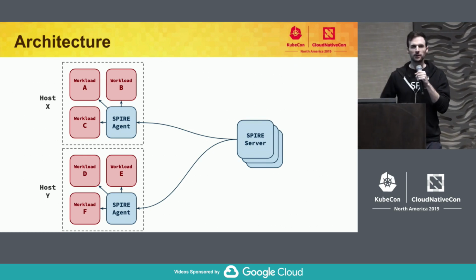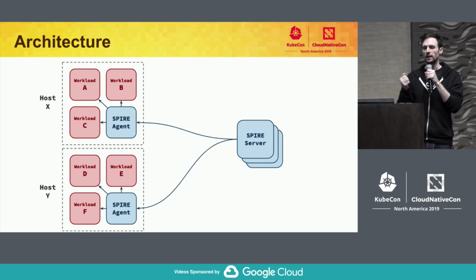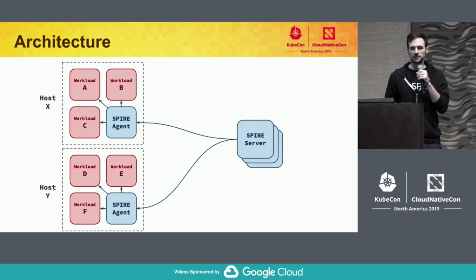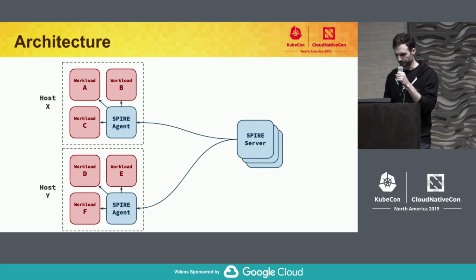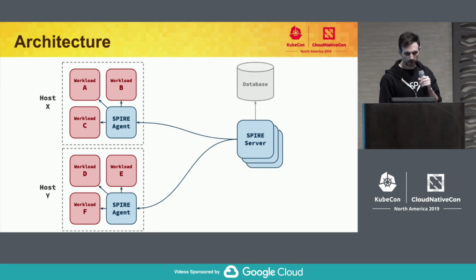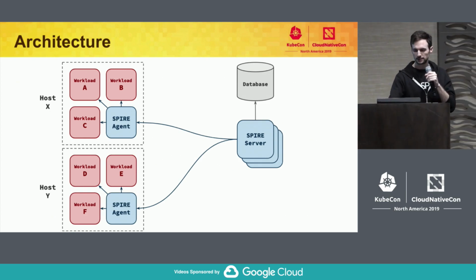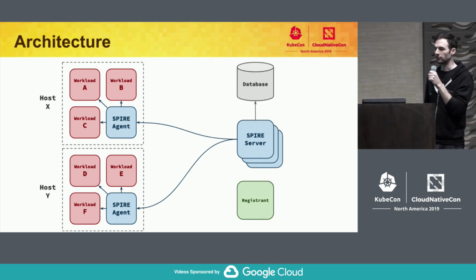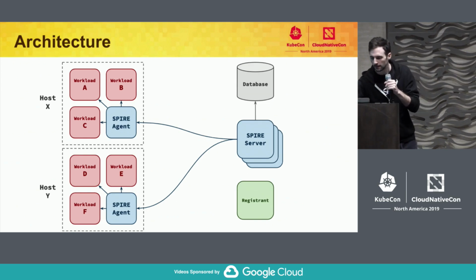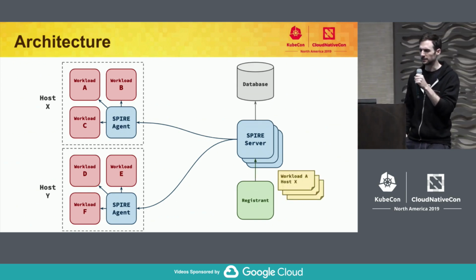So ultimately, SPIRE Server is the root of trust in our system, and it's what allows delegation of trust into these agents. So SPIRE needs to store some policy information. It does that in a database. It needs to get policy information, and it does that through this component called a registrant. And that thing writes this policy information.